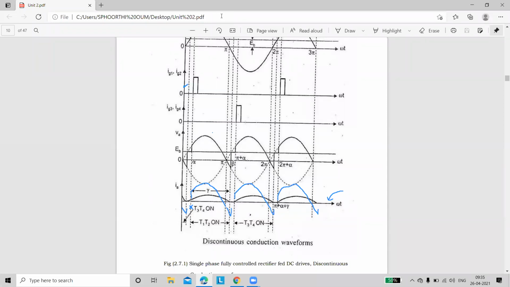If you have connected the freewheeling diode, then you will get the continuous waveforms. Okay, that is the one way.